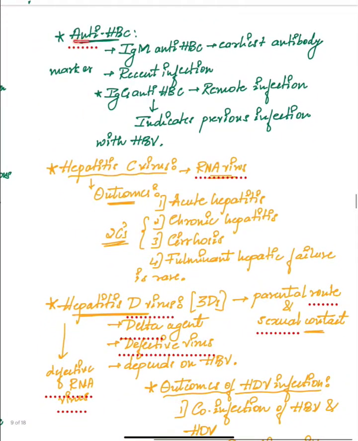Now coming to anti-HBc. IgM anti-HBc is the earliest antibody marker. It indicates recent infection. IgG anti-HBc indicates remote infection, a previous infection with the HBV.